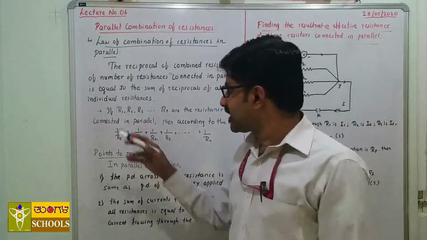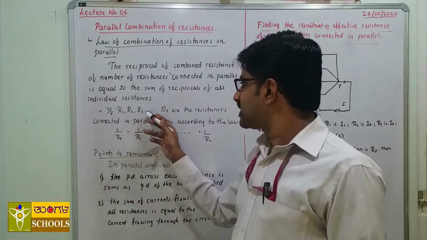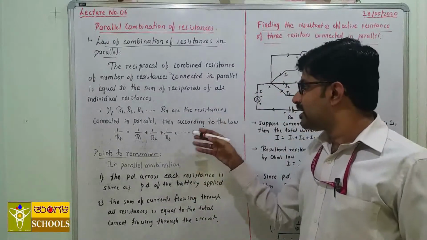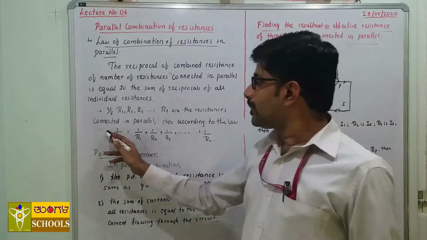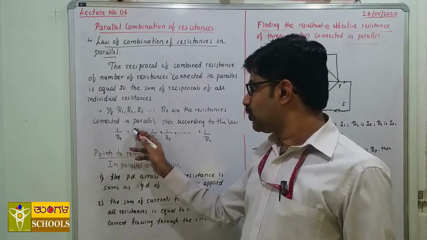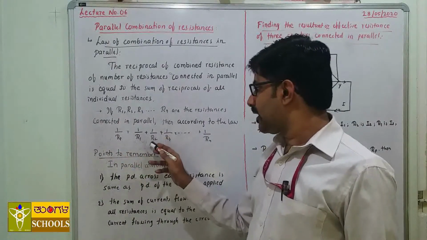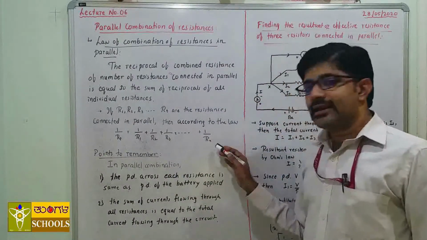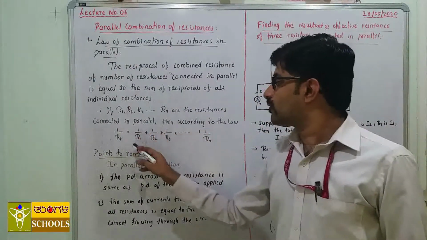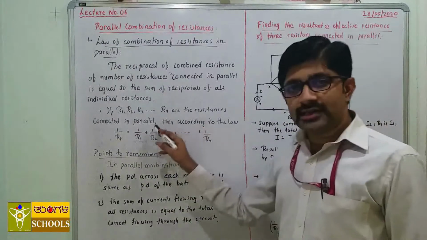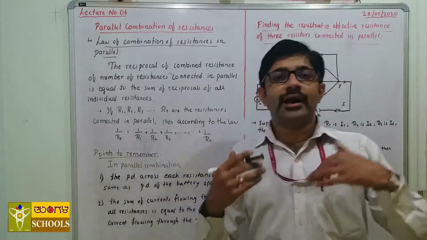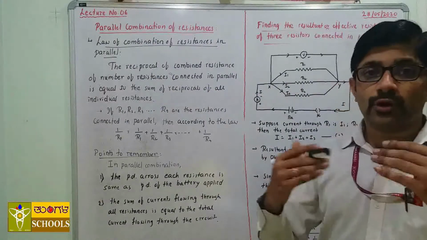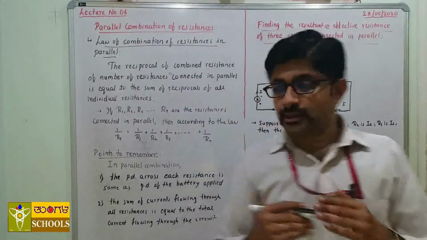If you are considering R1, R2, R3, R4, R5, and so on up to Rn connected in parallel, then according to the law, 1 by Rp is equal to 1 by R1 plus 1 by R2 plus 1 by R3, and so on up to 1 by Rn. The sum of reciprocals of these is equal to what? The reciprocal of the combined resistance.